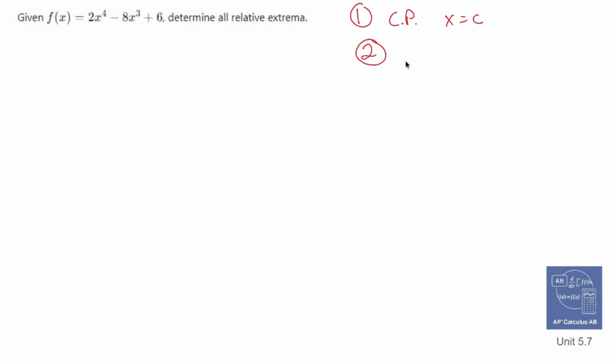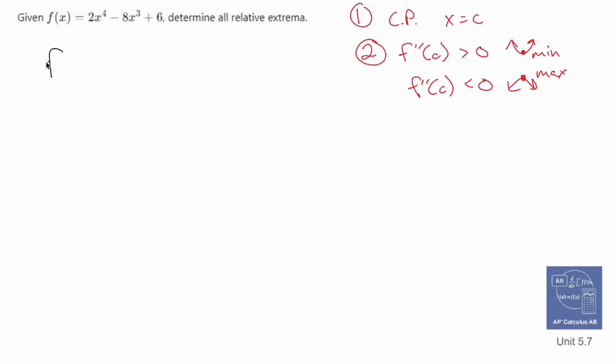Step two is once we have that, we throw that into the second derivative. If it's positive, that means it's concave up, and at that c we have ourselves a relative minimum. If we plug in that c, which represents a relative maximum or a minimum, and it's negative, that means it's concave down. And at that moment, we have a relative maximum. So what we have to do is find the first derivative first.